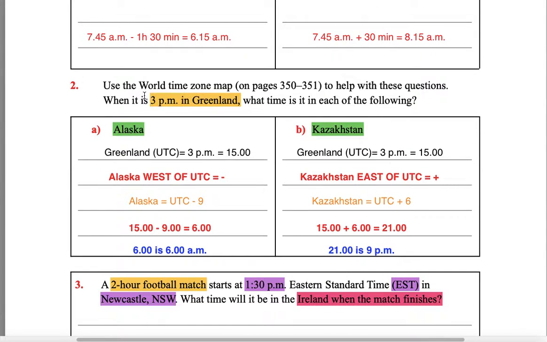Okay, next one, we are going to use our world zone map. We are looking at Greenland, which is our UTC time. And it's really good, I find, particularly when you are doing world times, to actually use 24-hour time. So this is what I've done a whole lot with all the subsequent questions, and it will really, really help you to do as well.